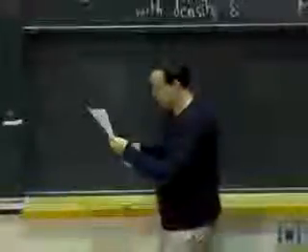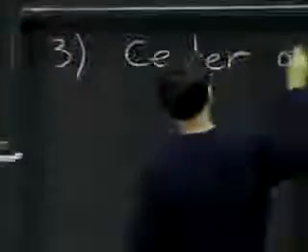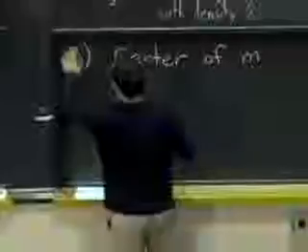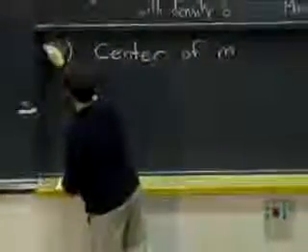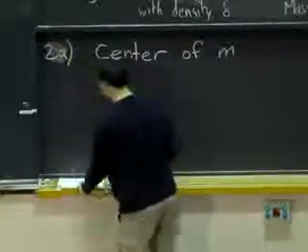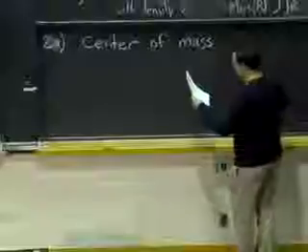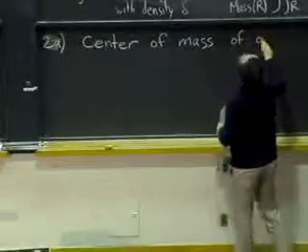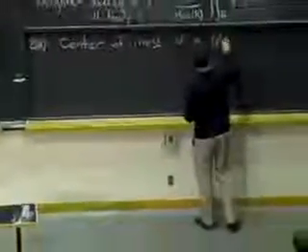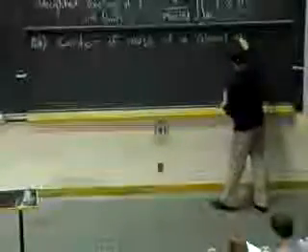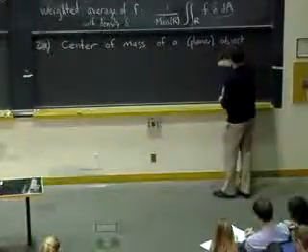Okay, but that's where the center of mass should be. I think it should be in the middle. So, well, maybe I shouldn't call this 3. I should call this maybe 2A or whatever, because it's really a special case of the average value. So how do we find the center of mass of a flat object with density delta?